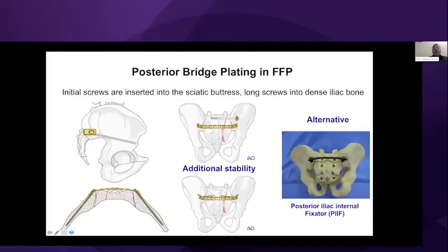The posterior bridge plating is another method of fixation. Screws are inserted into the sciatic buttress, so we can have long screws into the dense iliac bone. We can augment the fixation by iliosacral screws as well. An alternative is a posterior iliac external fixator.